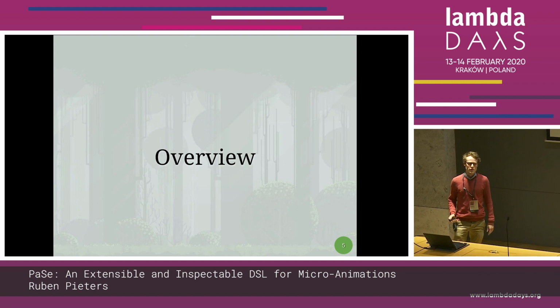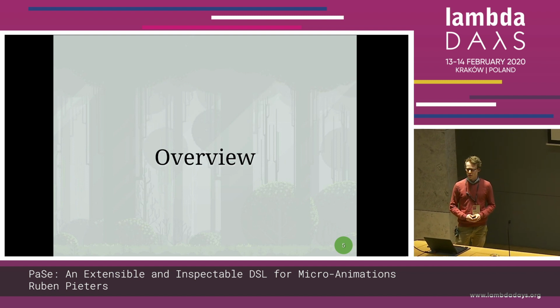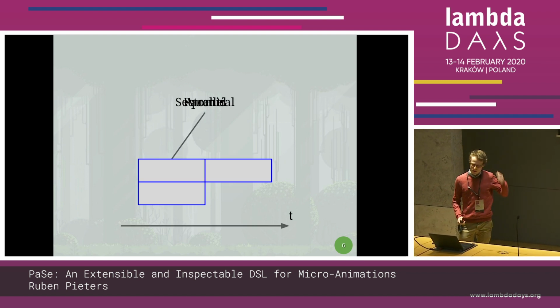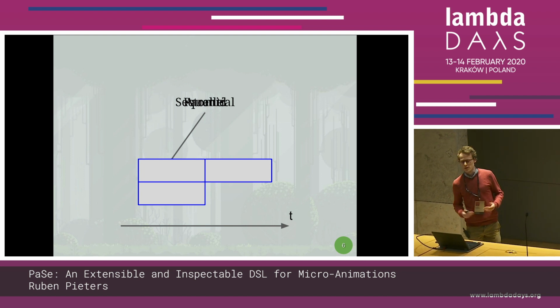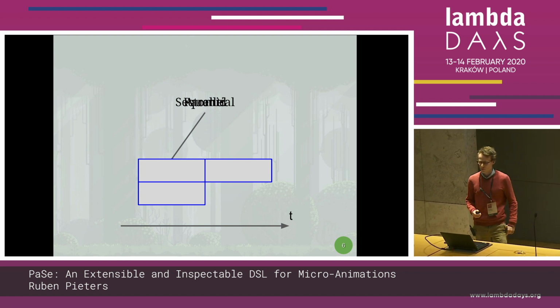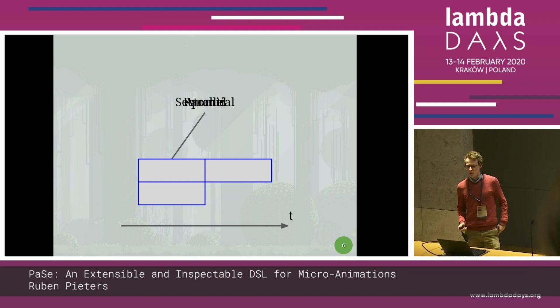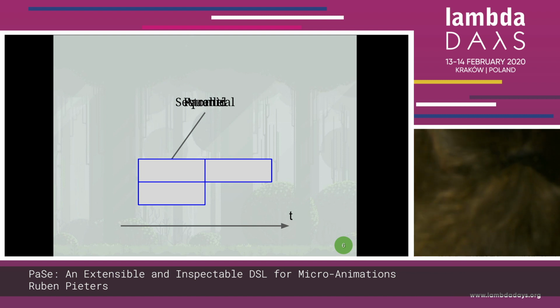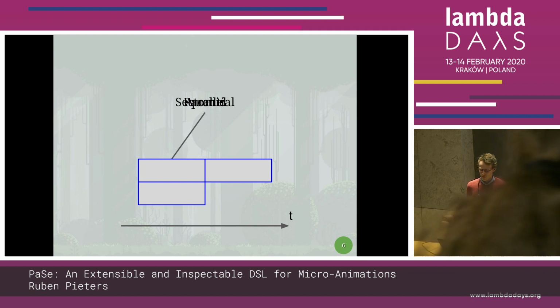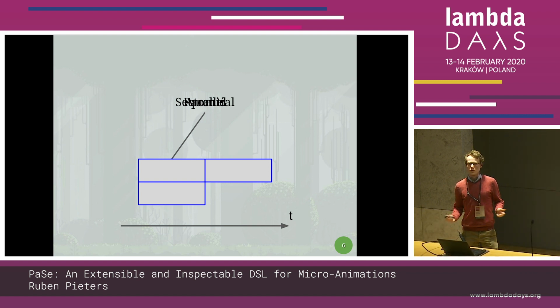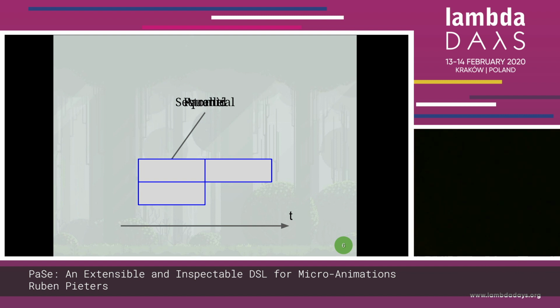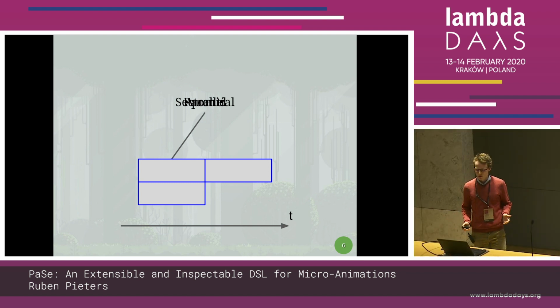So first I will give a small overview of some of the concepts within PaSe. As I said, we're going to be creating animations in a compositional way, so we need some kind of basic unit of animation. This is what I call atomic animation, which are the indivisible units which we'll be using to compose animations together. These atomic animations just state in some form how the application state should change over a certain period of time. We will see some examples of this later.